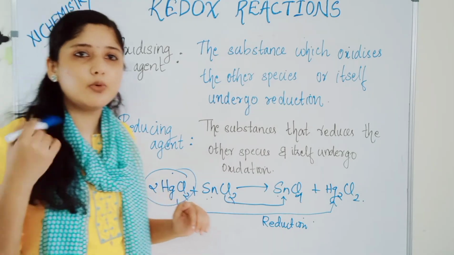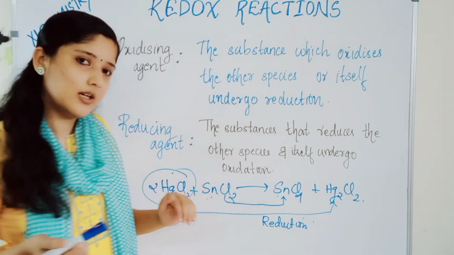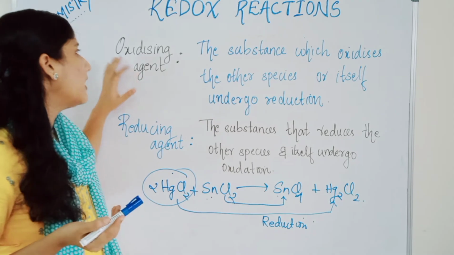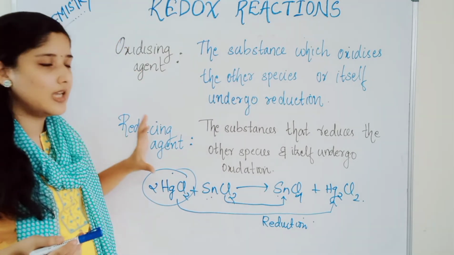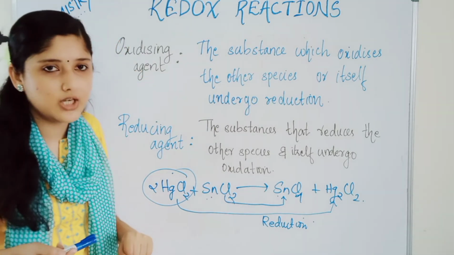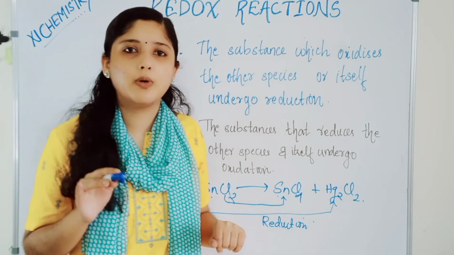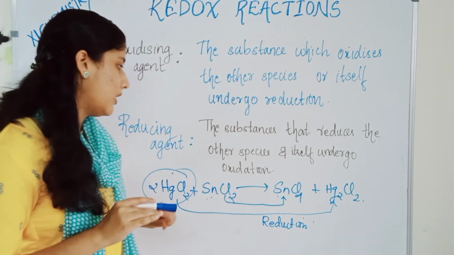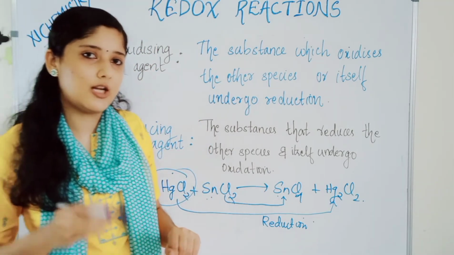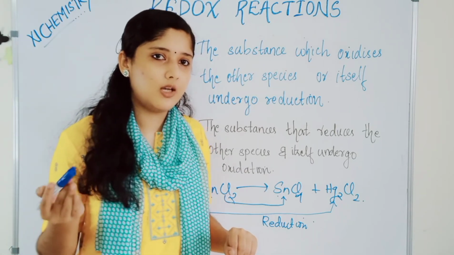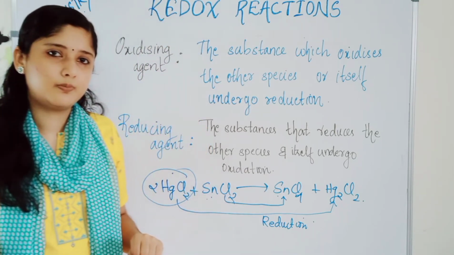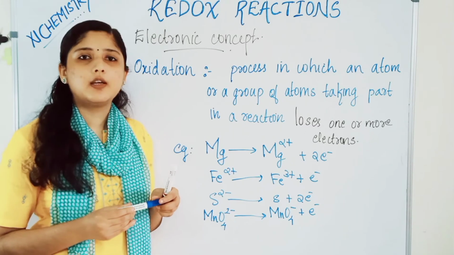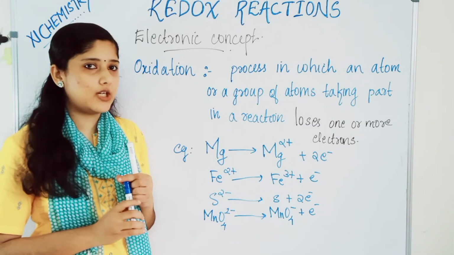We will study more examples in the coming classes. For now, only study the definition of what is an oxidizing agent and what is a reducing agent. More examples we will come across, then I will clearly make you understand. We have studied the classical idea of oxidation and reduction.